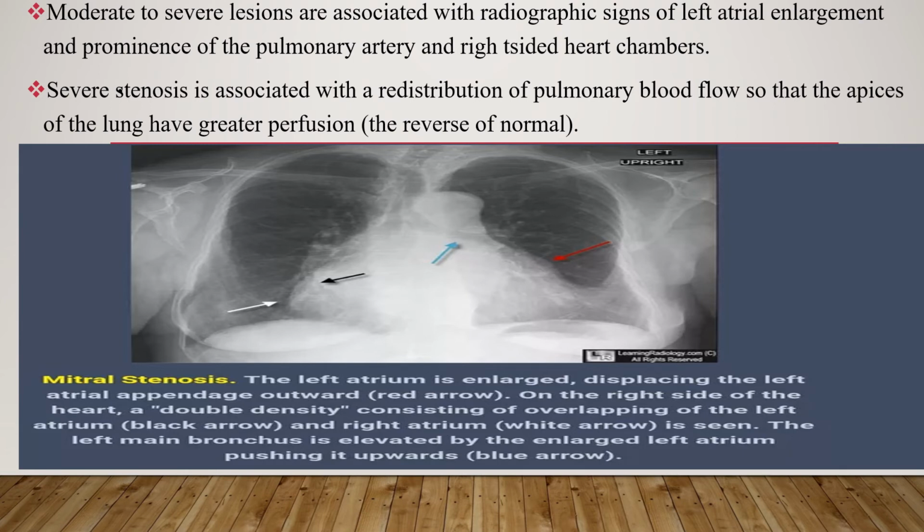As you see in the picture, the left atrium is enlarged, displacing the left atrial appendage outward. This is the red arrow. On the right side of the heart, there is a double density consisting of overlapping of the left atrium, with the black arrow, and the right atrium, with the white arrow. This is overlapping of the left atrium and the right atrium. The left main bronchus is also elevated by the larger left atrium, pushing it upward.